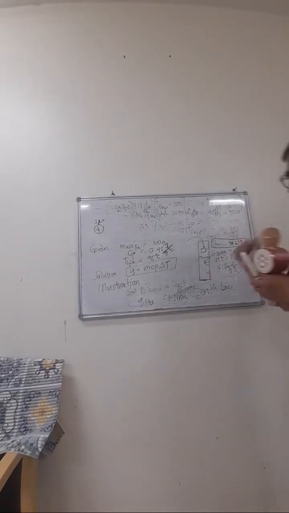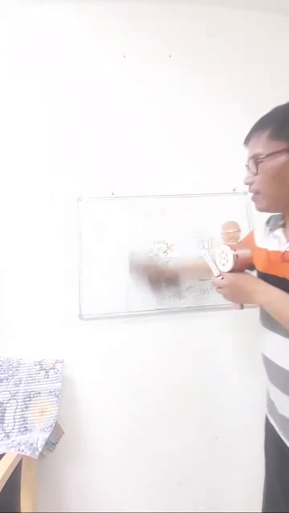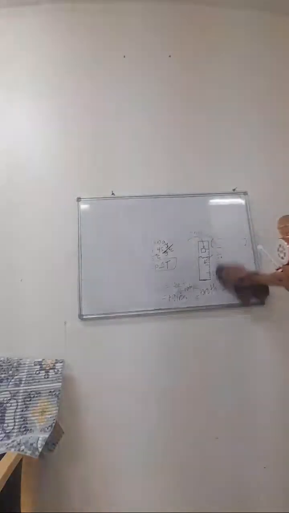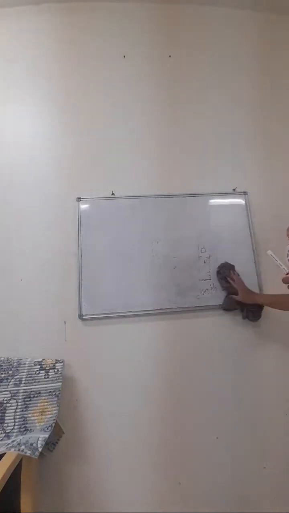34.6 degrees Celsius. Our final temperature when you combine the iron and the water. Any questions so far? Nothing, right? So this kind of problem looks very physical. It doesn't involve chemical reactions, right?